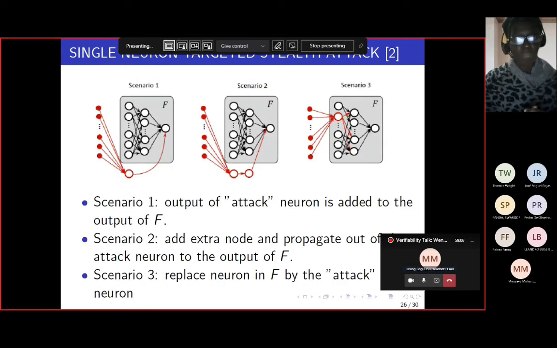So Tukin et al. were able to implement this attack using the MNIST data set, and they considered 3 scenarios: 2 scenarios where you add a neuron into the decision-making part of the neural network, and 1 where you replace a neuron by the attack neuron. For the first scenario, you're adding your attack neuron, and the output of your attack neuron goes into the output of F. Scenario 2 is similar, except an extra neuron or node is added. And then in the third scenario, a neuron is replaced by an attack neuron, in which you can implement the second algorithm.